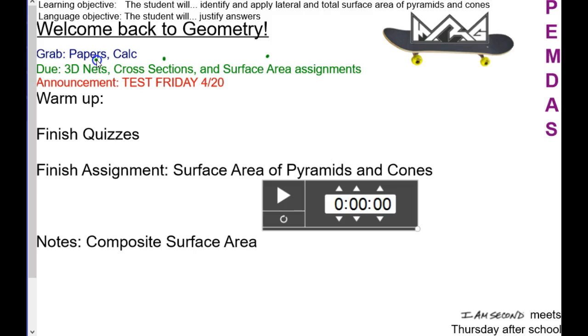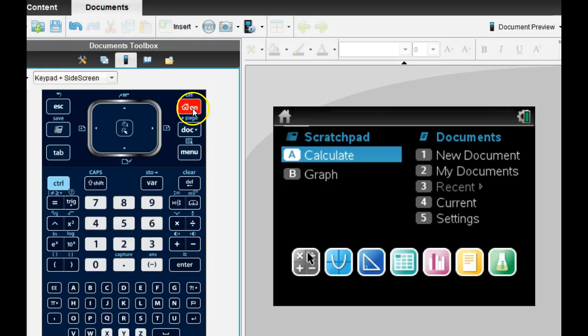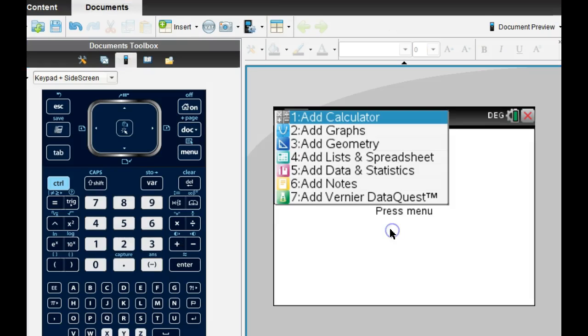So if you have not finished the surface area, pyramids and cones, you need to do that at home because we got to move on to the next thing, okay? Which is, we're going to do notes on composite surface area, okay? So let me clear out my calculator real quick. I'm going to have to use that.